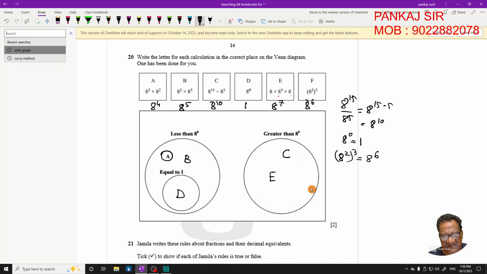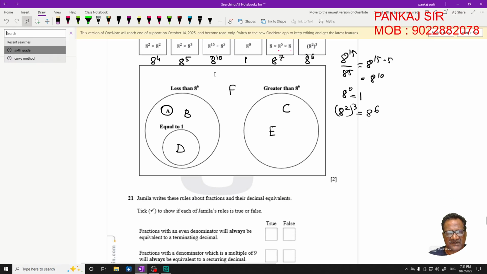Now 8 raised to 6, can it be in this circle? No. Because this circle is for greater than 8 raised to 6. This circle is less than 8 raised to 6. So 8 raised to 6 cannot go in this circle as well. Okay. So it will neither go in this nor in this. It will lie outside both of these. So your F card will be outside these two circles, in this region. Okay. So that is how you have to place these cards in the Venn diagram.